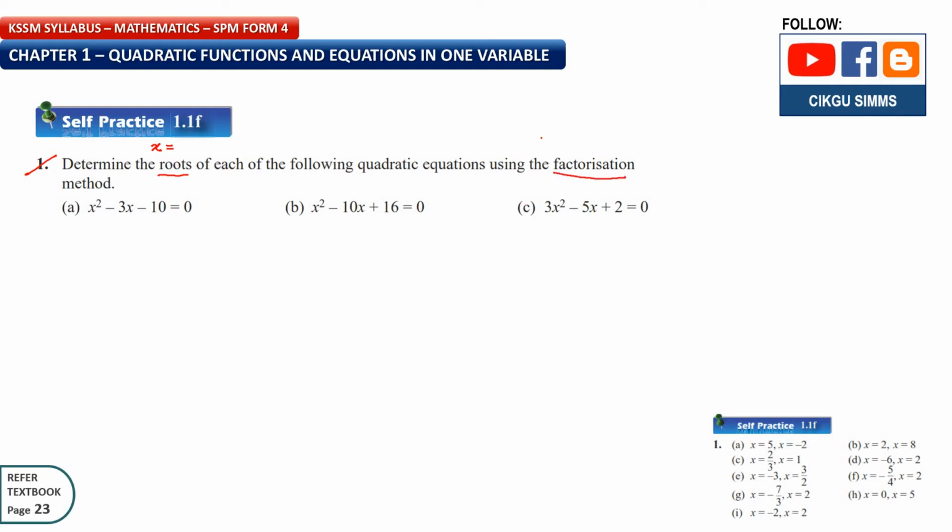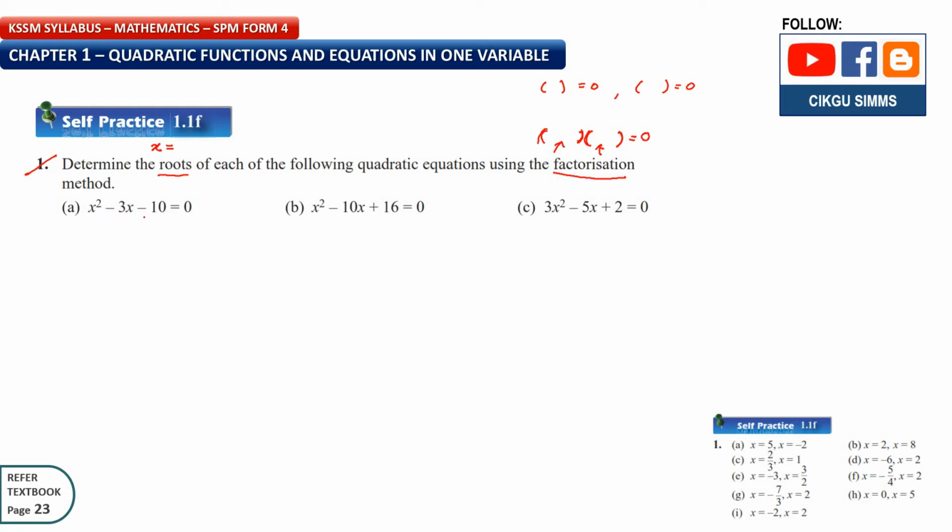So for the factorization method, you are going to get two brackets equal to 0. So we need to make this form, the general equation, into this form, which has two brackets equal to 0. And then by solving the first bracket and solving the second bracket, you will get two roots. Okay, so let the first bracket equal to 0 and then the second bracket equal to 0. Okay, so let us start.